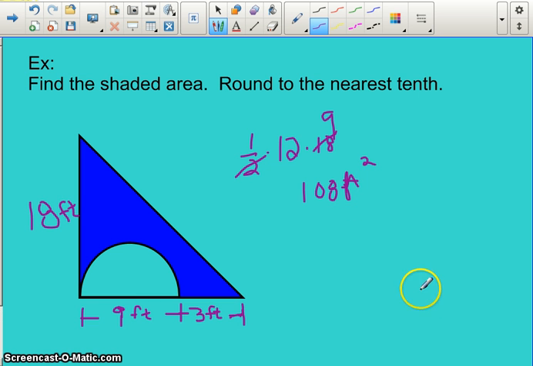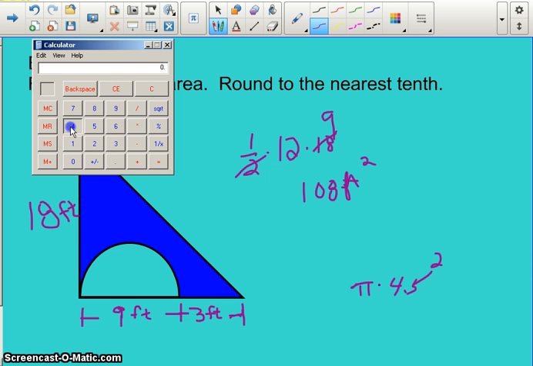Again, it looks like my radius is going to be 4.5. So 4.5 squared times pi. So 4.5 times 4.5, and then times 3.14 equals, and then we have to take half of that because it's only half a circle again. So that's going to be my 31.8.